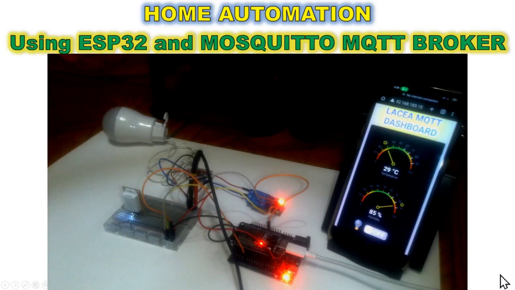Today, we are going to learn home automation using the ESP32 microcontroller and the Mosquitto MQTT broker that monitors the room temperature and humidity, and we can control the switch to turn on or turn off the LED bulb in our house.